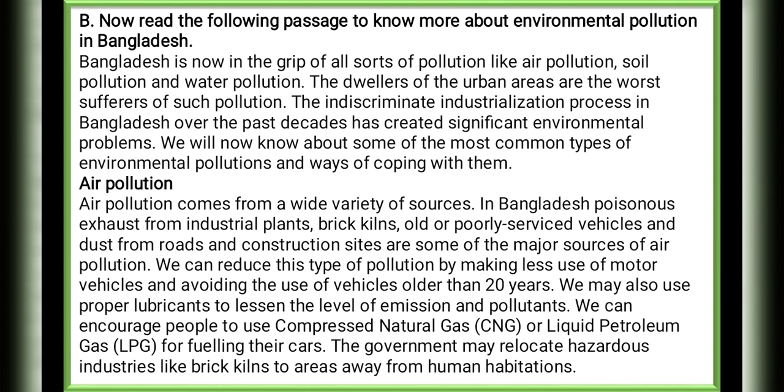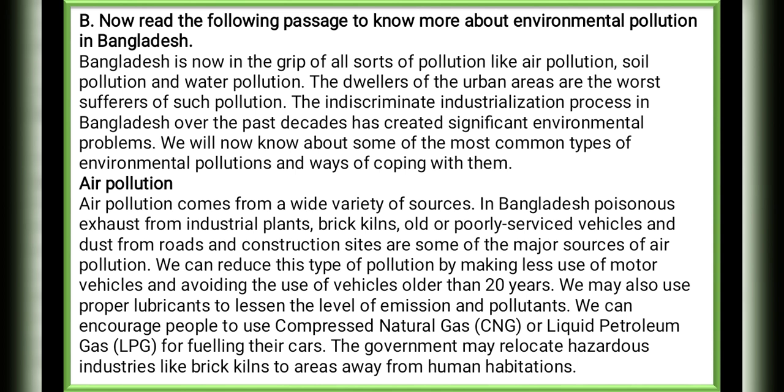So this is the introductory para of this passage or lesson. So it is saying that Bangladesh is very much affected by air, soil and water pollution. Basically, the urban dwellers who live in cities or towns are the most badly affected because of pollution. Now we are going to read the causes and how we can lessen air pollution from the following para. Let's read about air pollution. Please be attentive and listen to my reading.